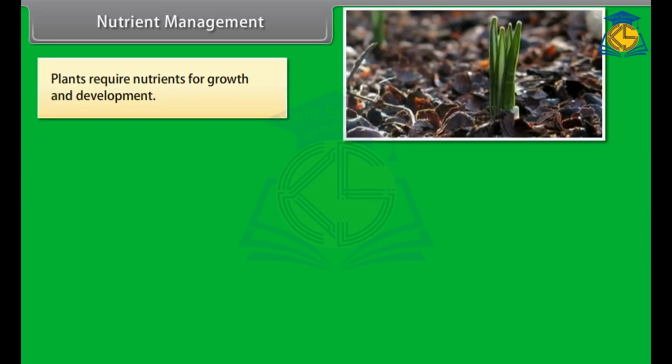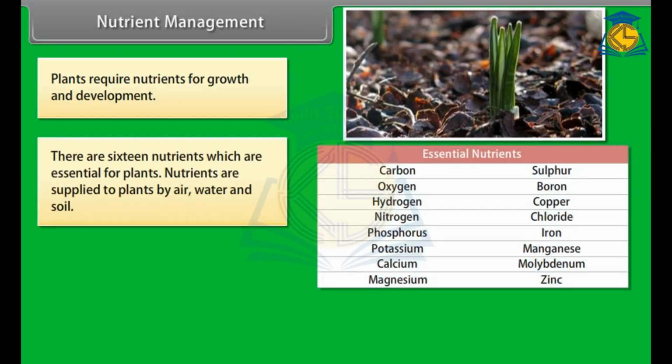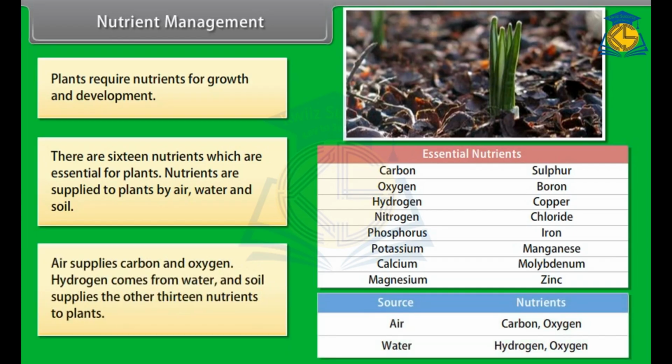Crop variety improvement. Crop nutrient management. Plants require nutrients for growth and development. There are 16 nutrients which are essential for plants. Nutrients are supplied to plants by air, water and soil. Air supplies carbon and oxygen, hydrogen comes from water, and soil supplies the other 13 nutrients to plants.